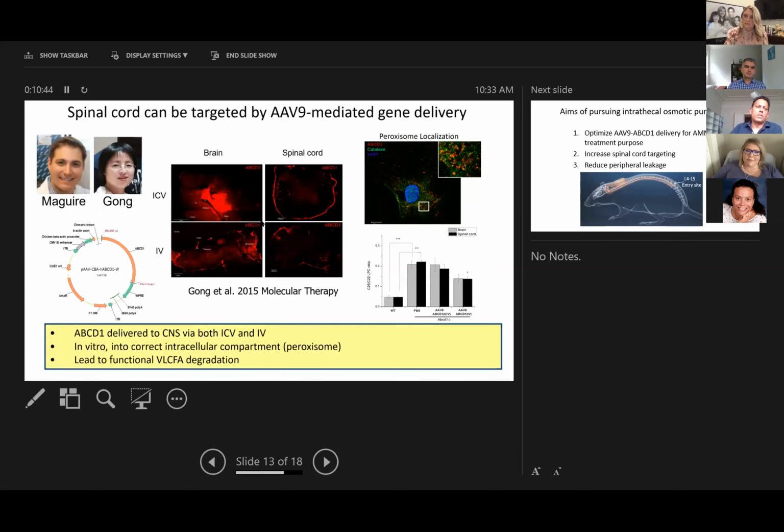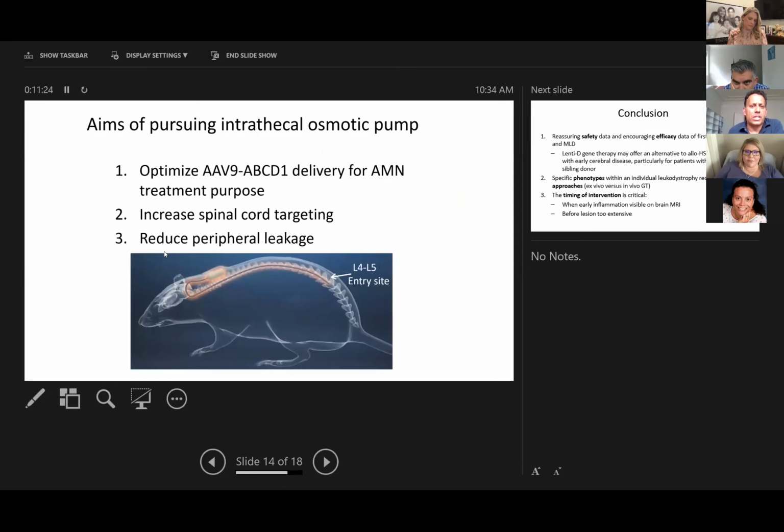And so we packaged the human ABCD1 gene into an AAV9 vector, and this is work of Casey McGuire and Yi Gong in my lab, and they were able to show that delivering this in cell culture, they got right into the peroxisomal membrane with this construct, and were able to lower very long chain fatty acids in vitro in the dish, as well as then in vivo when they delivered into the brain, into the ventricles, or intravenously, they hit the cells that usually carry ABCD1.